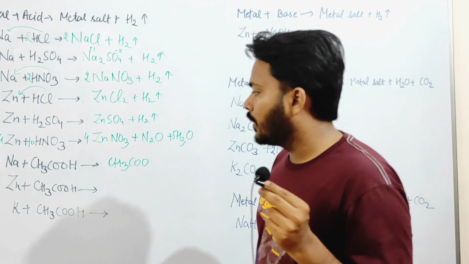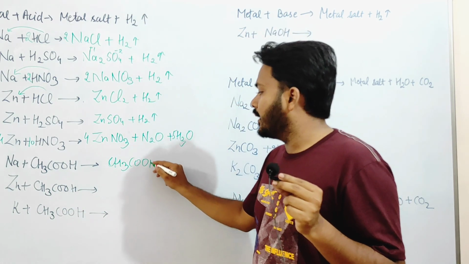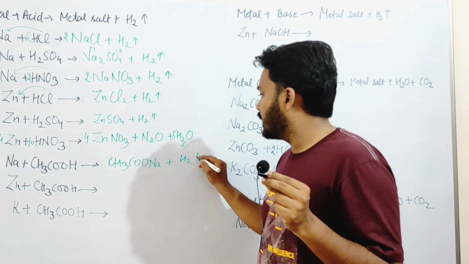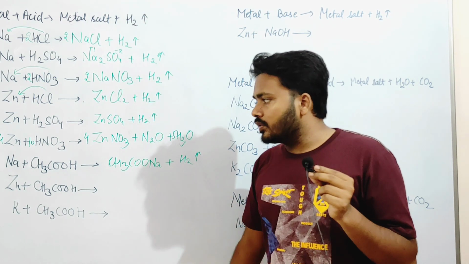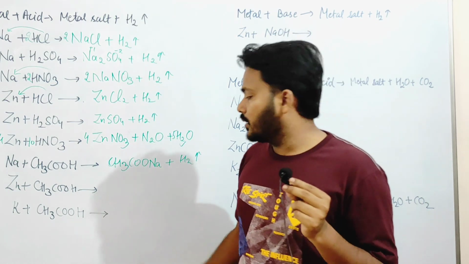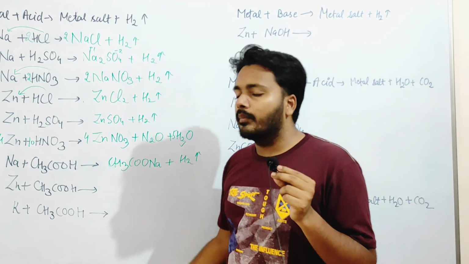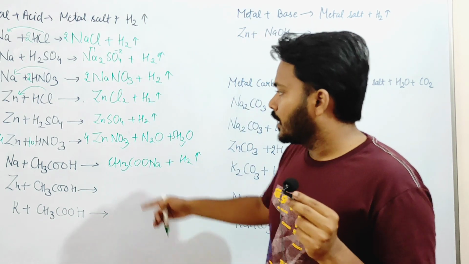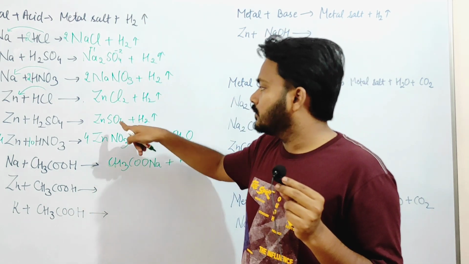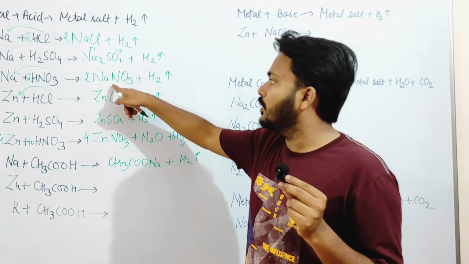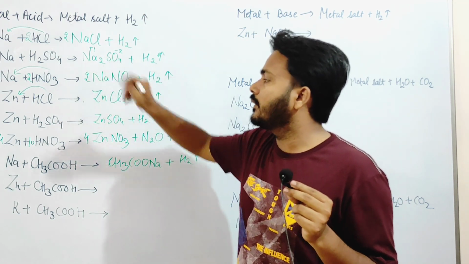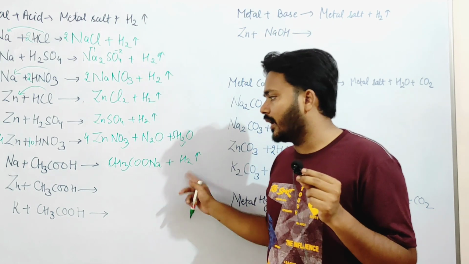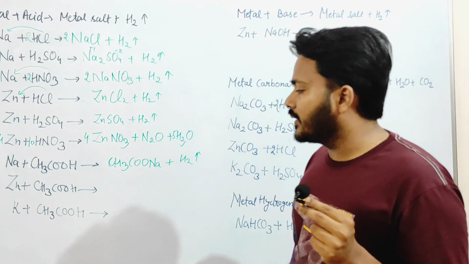CH3COO. Instead of H, combine Na and hydrogen will be liberated. So in this reaction, this is again the metal salt. Its name is sodium acetate. Zinc nitrate, zinc sulfate, zinc chloride, sodium nitrate, sodium sulfate, sodium chloride. And this is sodium acetate. Hydrogen gas is liberated.